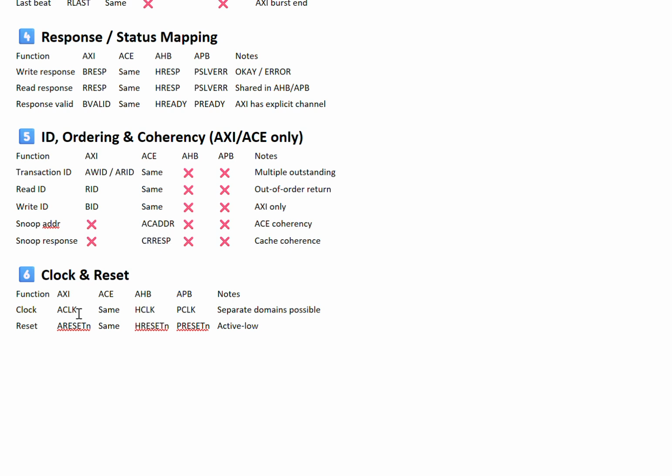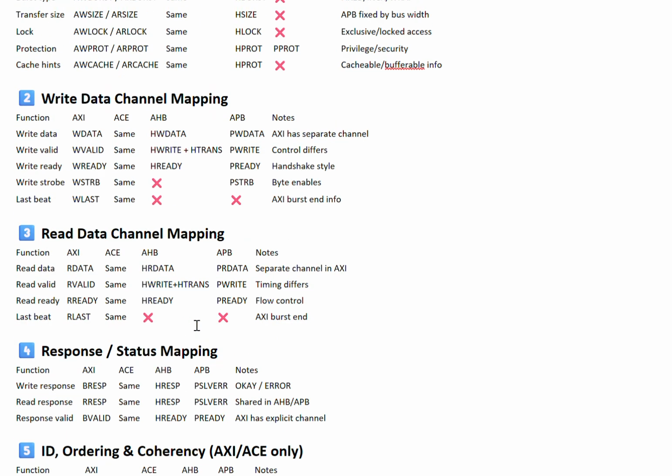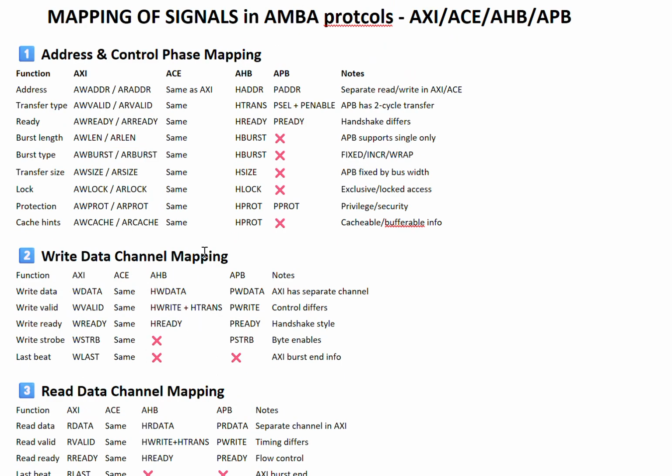When it comes to clock and reset, those are pretty much the same in all cases: ACLK, HCLK, and PCLK, and ARESETN, HRESETN, and PRESETN. So this is about the mapping of various signals across different protocols. Thank you.